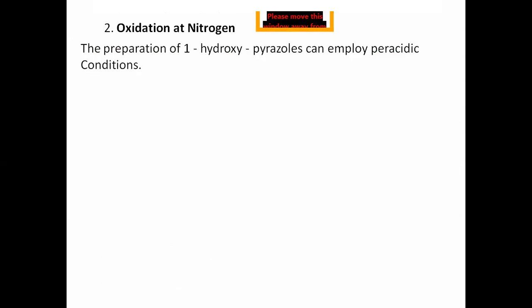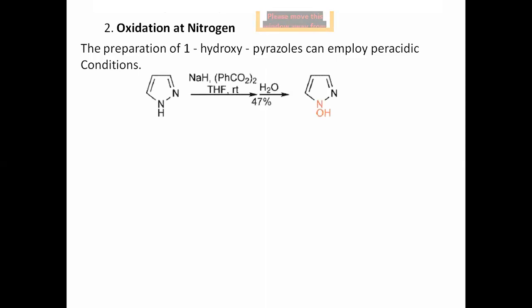The second reaction is oxidation at nitrogen. When you go for pyrazole oxidation using a peroxide, here we are using benzoyl peroxide at room temperature, THF as solvent, and sodium hydride to remove the proton. What will happen? There is an insertion on nitrogen. There is a nitrogen-hydrogen bond, and the peroxide inserts oxygen here to become N-OH. You can see. This reaction is reported for pyrazole only. We can say isoxazole will not give this reaction. Remember.